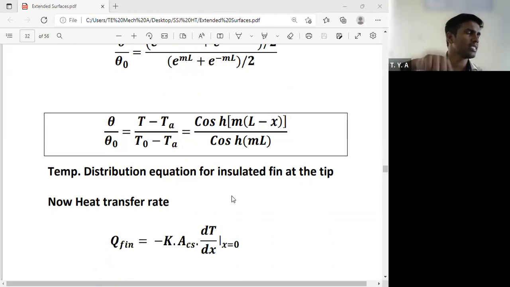Did you understand why we take x is equal to 0? The plate is a vertical plate to which we have connected the fin. The base of the fin, where we connect it to the plate, is at x is equal to 0. Therefore we have to consider dt by dx at x is equal to 0. Okay, so from the temperature distribution equation we have to calculate dt by dx at x is equal to 0.